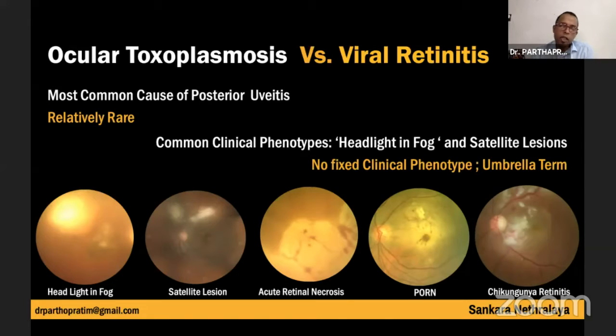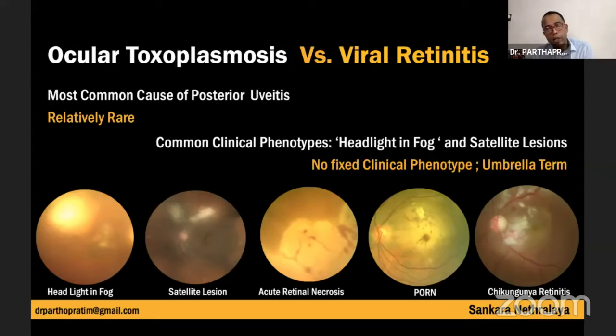So that's what actually happens, because we are familiar with toxoplasma. We always think of common clinical phenotypes like headlight in fog or satellite lesions. Whereas viral retinitis is basically an umbrella term. There is no definite clinical phenotype with it. It can present as acute retinal necrosis. It can present with various etiologies also.